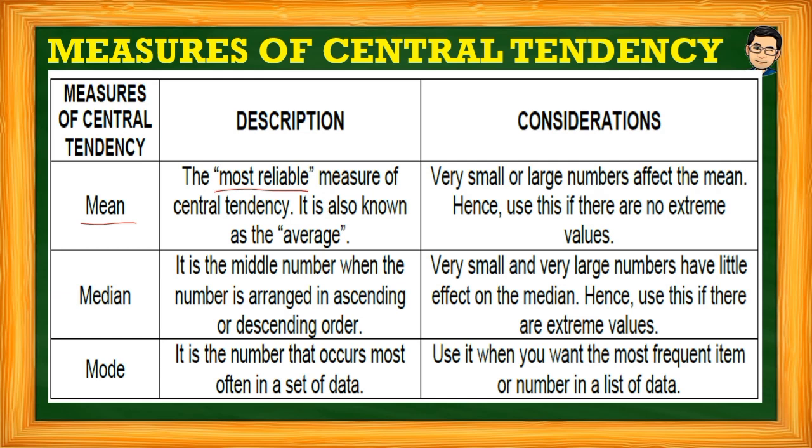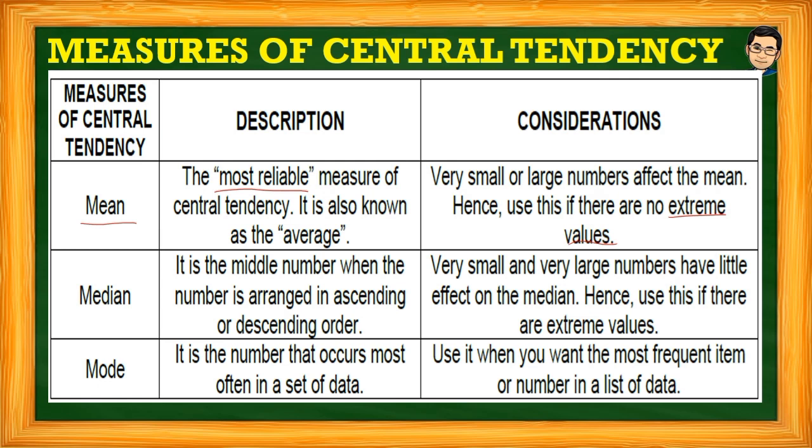Kailangan nating i-consider yung very small and large numbers dahil kapag yung ating data dinagdagan natin ng sobrang liit at sobrang lalaking mga numbers, maapektuhan po yung ating mean. Pwede nating gamitin yung mean kung wala namang extreme values. Yung extreme values na ito nga yung mga very small and very large numbers. Mamaya explain natin kung bakit hindi mean ang gagamitin dun sa given data, bakit mean ang kailangan gamitin.